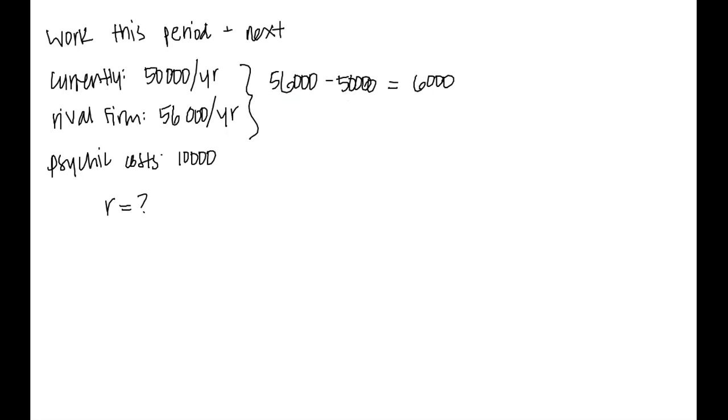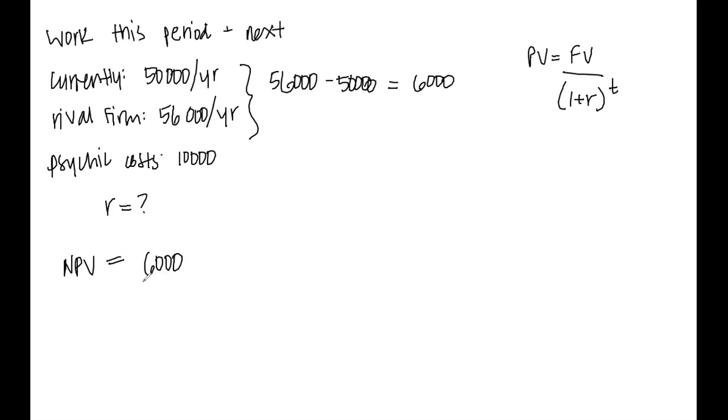So again, just setting up this equation is usually the toughest part. So it's going to be a summation of this present value term for the number of periods we're looking at. They were talking about her working this period and the next. So this period means that it wouldn't be discounted. So it would just be the incremental earnings, which is 6,000.